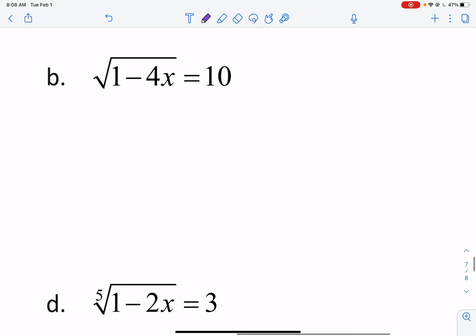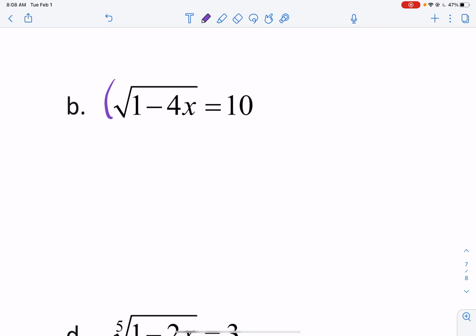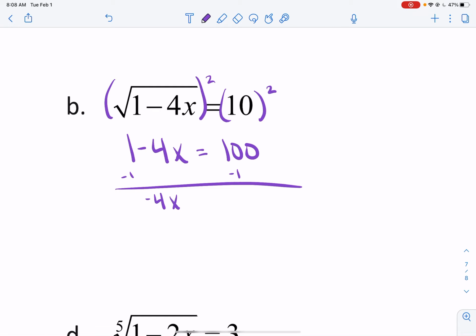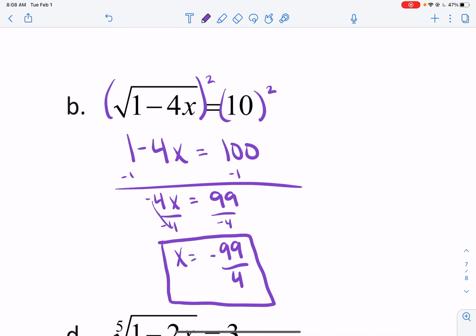Part B, I've got that square root there. It's in my way, so I'm going to do the opposite and square it. So I have 1 minus 4x equals 10 squared, which is 100. Subtract 1 on both sides, so negative 4x equals 99. And I'm going to divide by negative 4. This ends up being negative 99 over 4, or you could make it a decimal, but this works just fine.